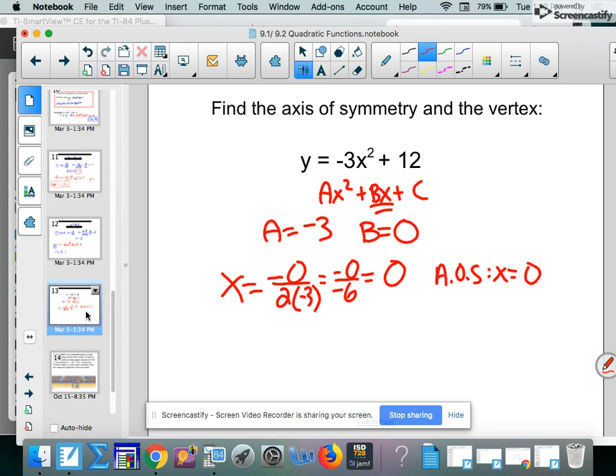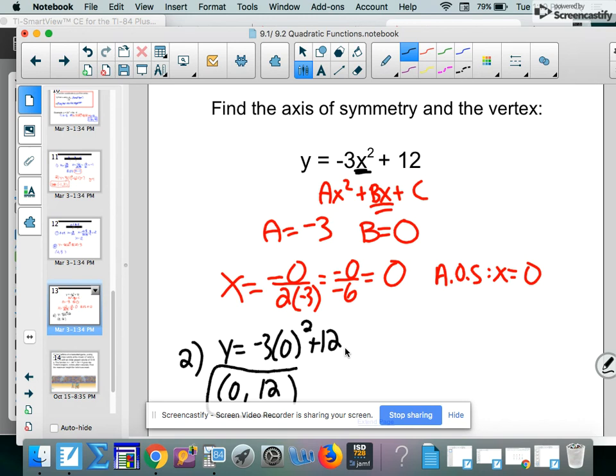That again means your vertex, kind of step 2, has 0 for x. So I'm going to plug 0 into your original equation, right there. Times 0 squared plus 12. This one I can do in my head. 0 squared, again, order of operations, is 0 times -3, which is 0. Plus 12 is 12. So that is my vertex for this problem.